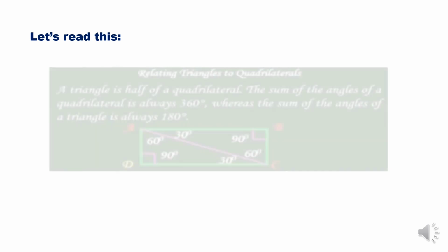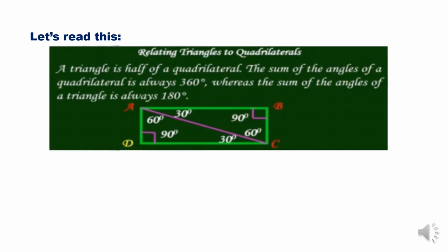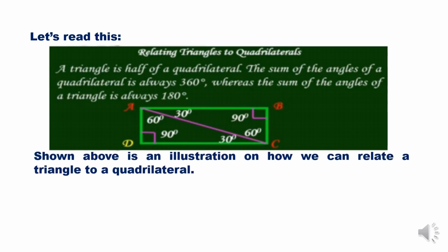Let's read this. Relating triangles to quadrilaterals. A triangle is half of a quadrilateral. The sum of the angles of a quadrilateral is always 360 degrees, whereas the sum of the angles of a triangle is always 180 degrees. Shown above is an illustration on how we can relate a triangle to a quadrilateral.